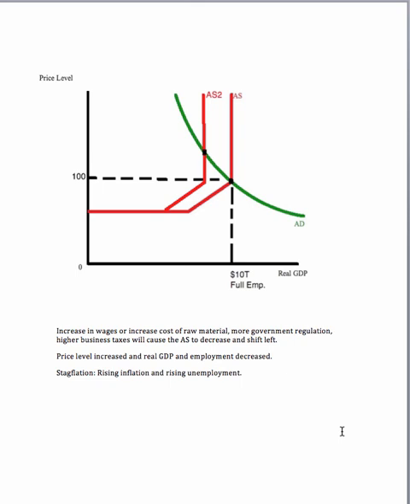So this is basically discussing the two curves and what causes them to shift each way and the results of the new shift, of the new equilibrium.